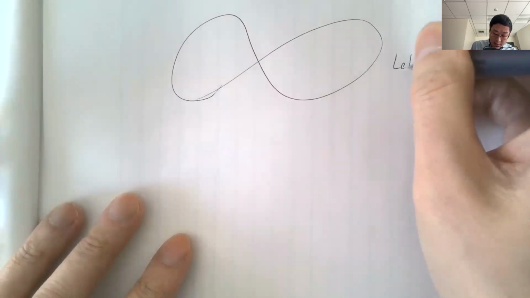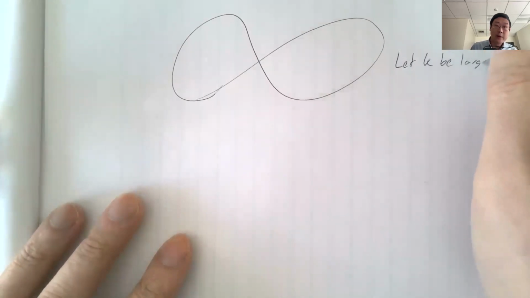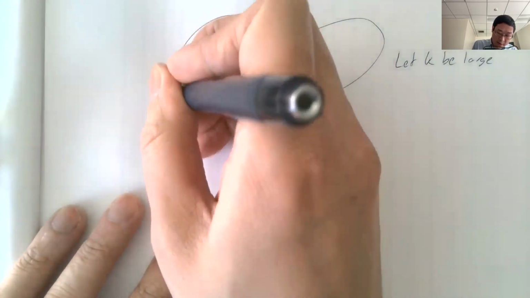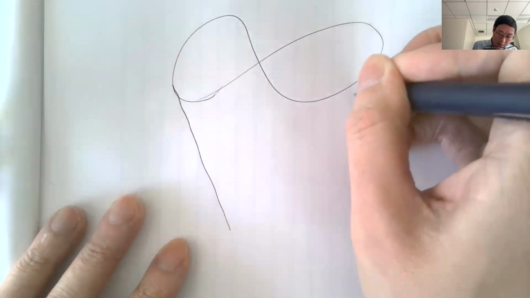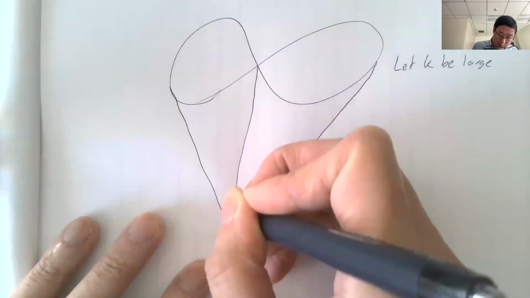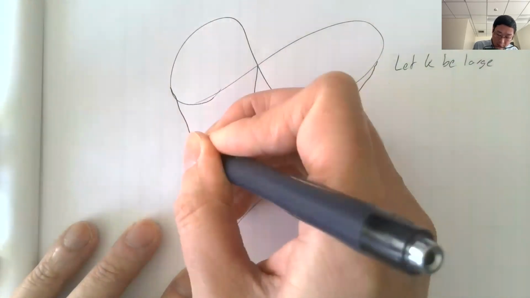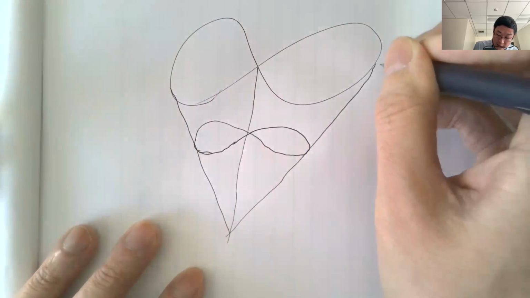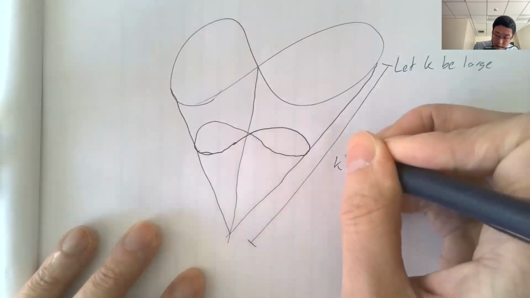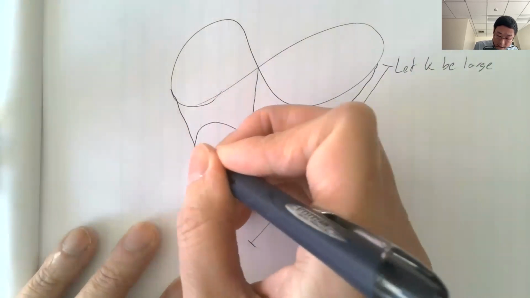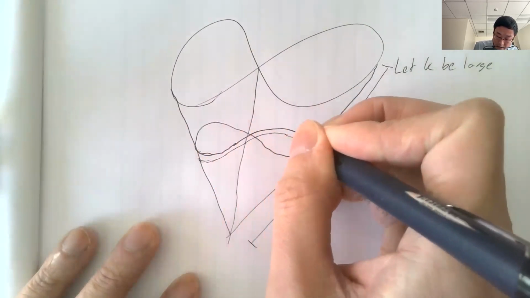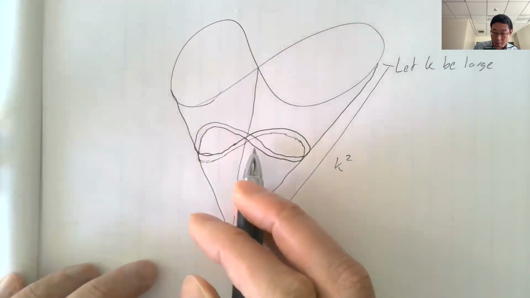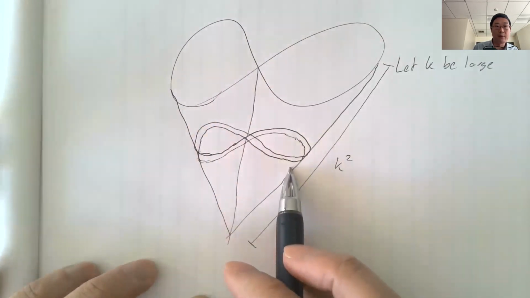And so we're going to let K be large. And then we're going to subdivide this big figure eight into a bunch of little figure eights. The way we're going to do that is we're going to take this picture, we're going to cone it off to a point, like so. So slices of this cone look like figure eights. And then we're going to divide this cone into k squared strips. So we're going to draw k squared scalings of the original figure eight. And so one of our strips is going to look like that, and we have k squared of those strips.